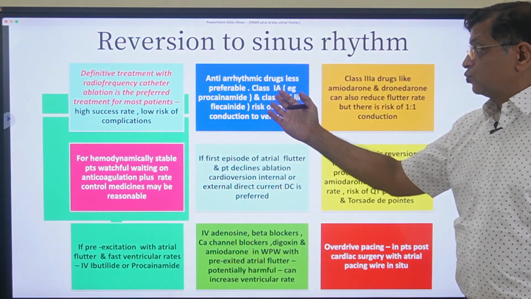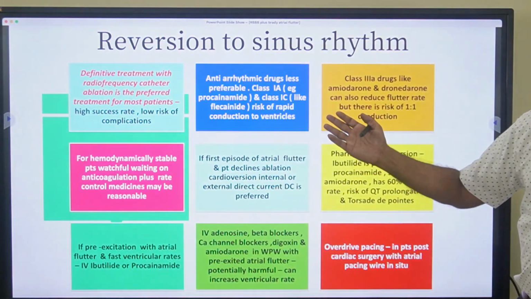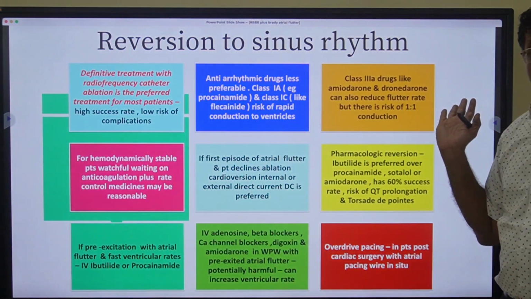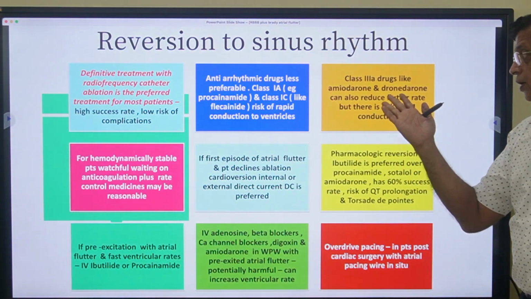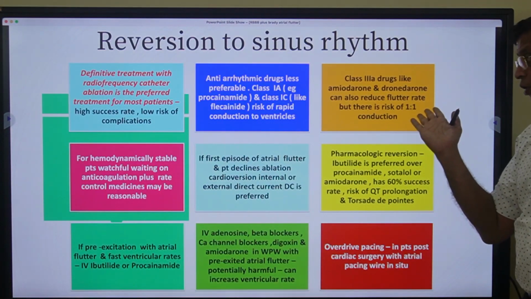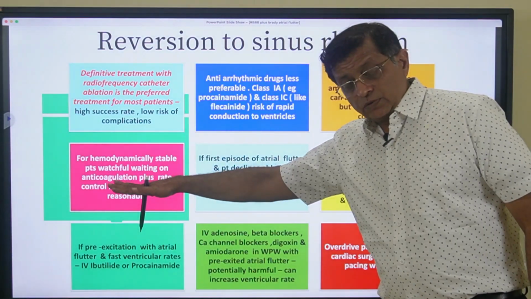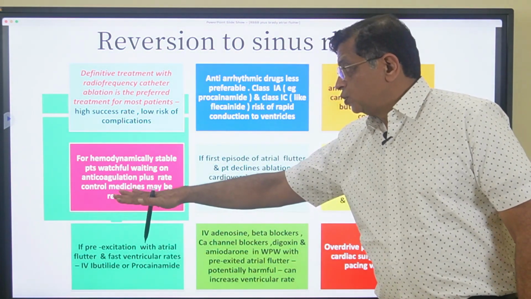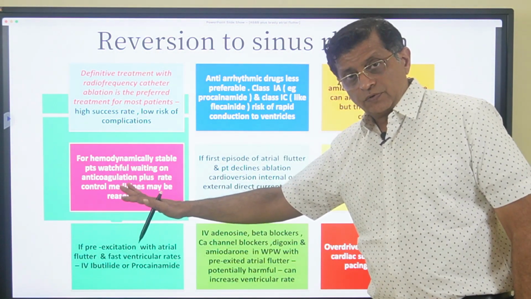For example, class 1A procainamide or class 1C flecainide. Again, with all these anti-arrhythmic drugs, there is a risk of 1:1 conduction and fast ventricular rate. The second class that you can try is amiodarone or dronedarone, class 3. For a hemodynamically stable patient, the best option is to just control the ventricular rate and anticoagulate, right?